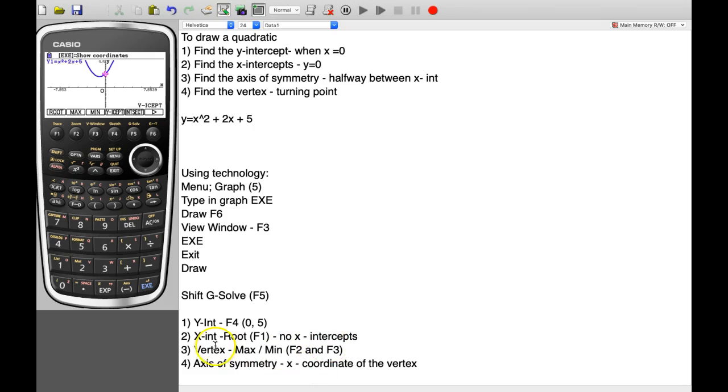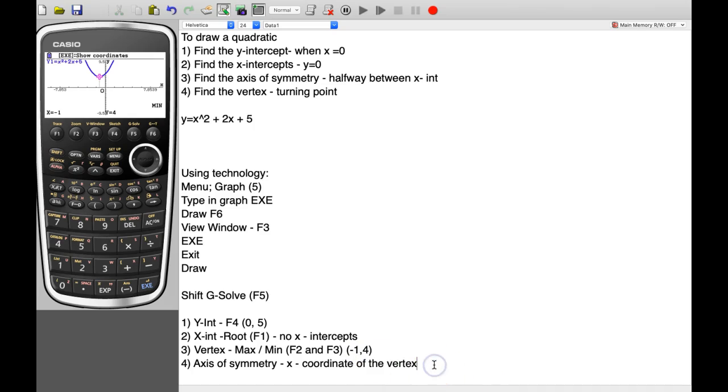And then we can find the vertex. So we do that by finding the maximum or the minimum. So if we look at this graph, the turning point down here, and that's the vertex, where it changes shape, or changes from going down to going up, rather, changes direction. The vertex is at the bottom, so it's a minimum. So I'm going to push F3 because that's the minimum. And it tells me the coordinates of the vertex, -1 and 4.